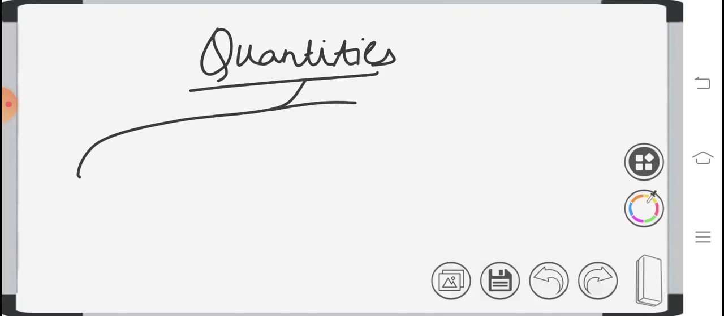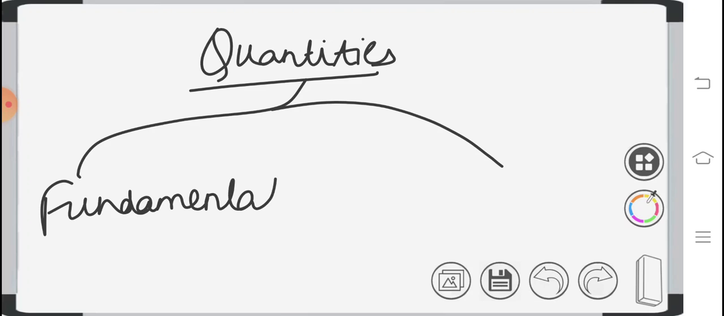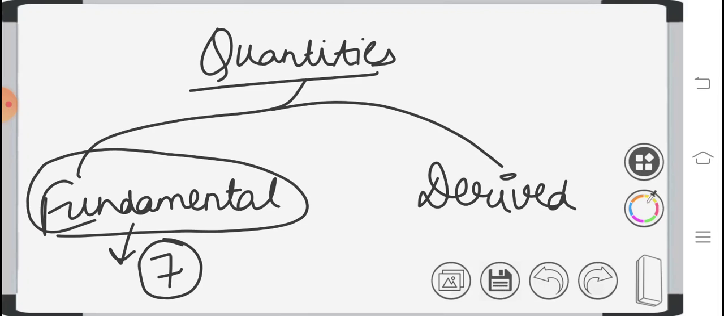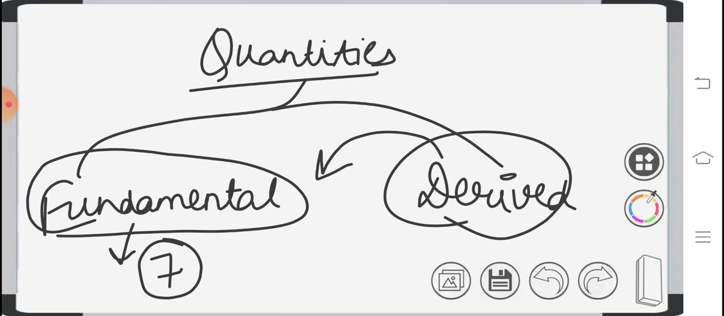Write down, there are two types of quantities: fundamental quantities and derived quantities. I have already discussed these quantities. There are a total of 7 fundamental quantities which we should all know. Fundamental quantities are independent, they are not dependent on anything, whereas derived quantities will always depend on fundamental quantities. I'll give you examples. First of all, let us see the 7 fundamental quantities. We should all know them.